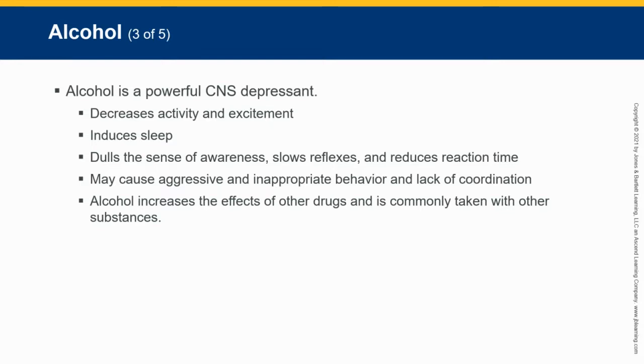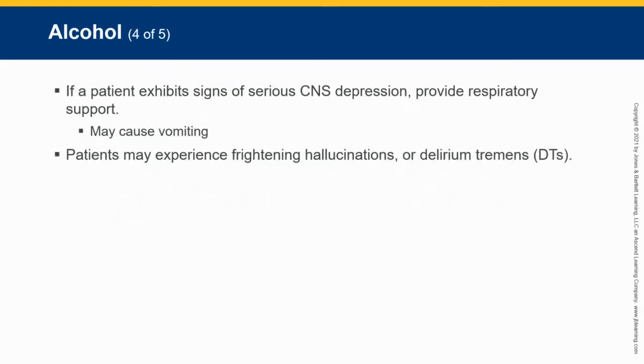They can have a lack of coordination, or it could cause problems with patients who are diabetics, because alcohol definitely affects blood sugar. Alcohol increases the effects of other drugs. You note on a lot of drugs you see do not take with alcohol, or alcohol may intensify effects. If a patient has any sign and symptom of central nervous system depression, remember that we want to check airway, breathing, circulation. They may vomit, so be ready to suction, and some patients with severe alcohol poisoning can experience hallucinations, or even delirium tremens, or DTs, as they withdraw.